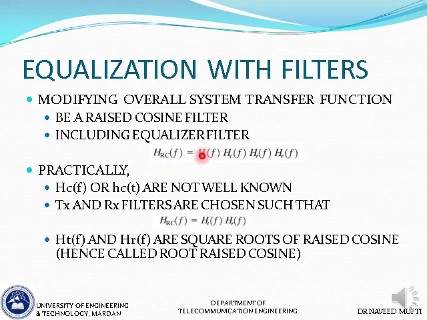And if you look at this equation, if the product of H_T and H_R is equal to raised cosine, they basically cancel each other out and we are left with 1 equal to H_C of f multiplied by H_E of f.